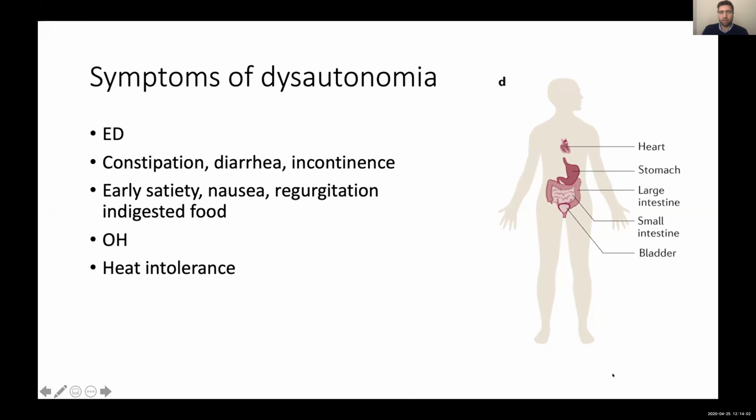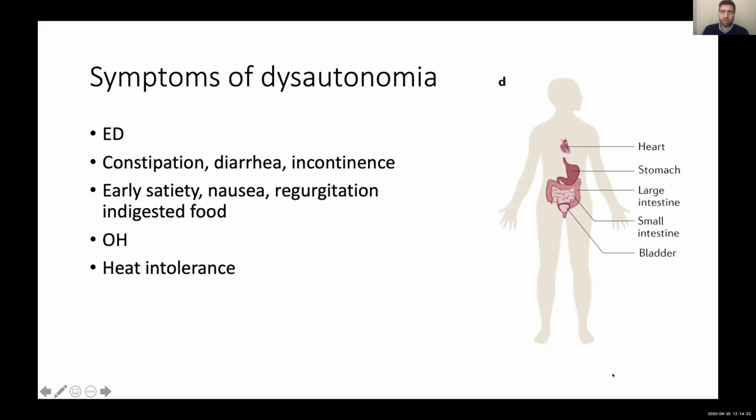Incontinence, soiling, very uncomfortable, very embarrassing. And sometimes people can no longer come and see us in the clinic because of these problems. Early satiety, meaning the patient feels full early. They take one or two bites and then they feel full, and that results in loss of weight, nausea, and regurgitation of undigested food because the food is not moving from the stomach down the duodenum, intestine, and colon.